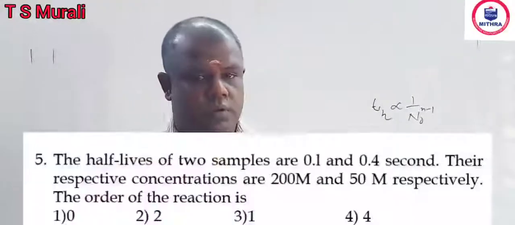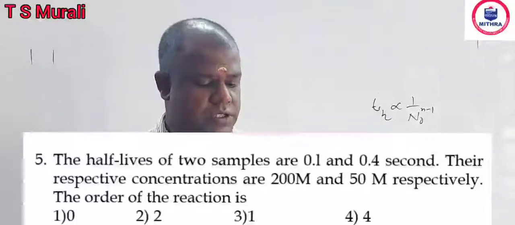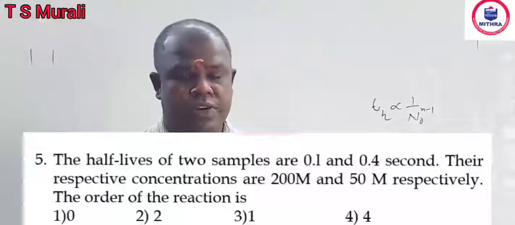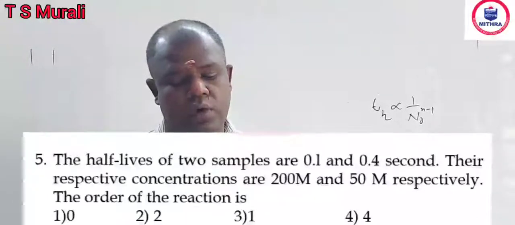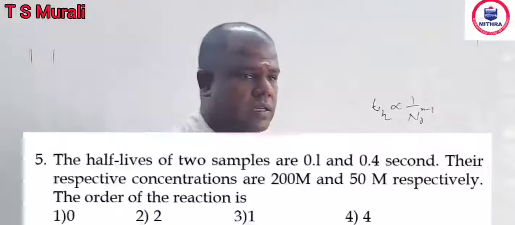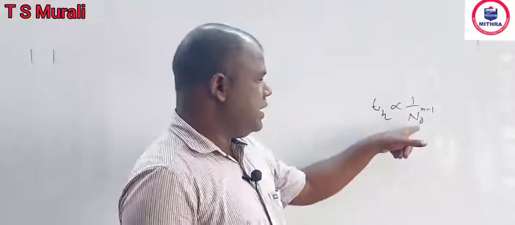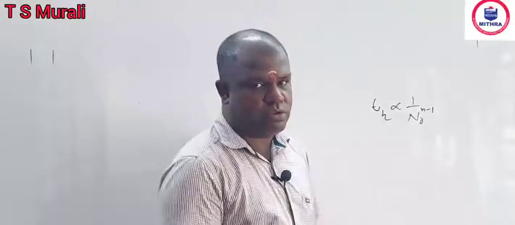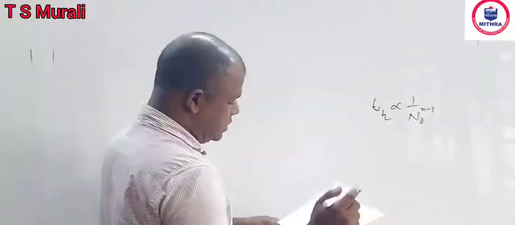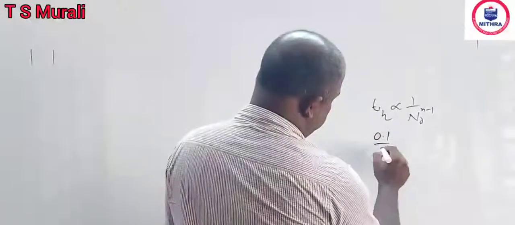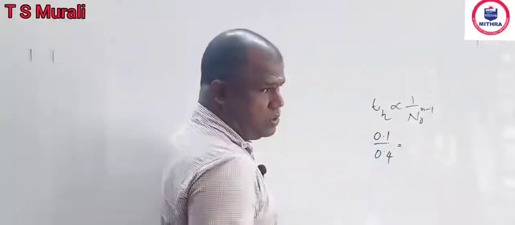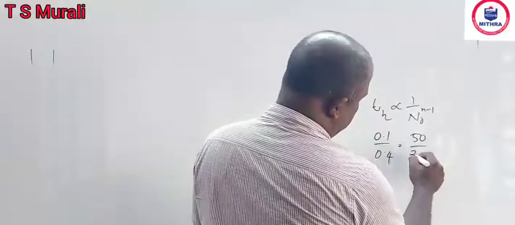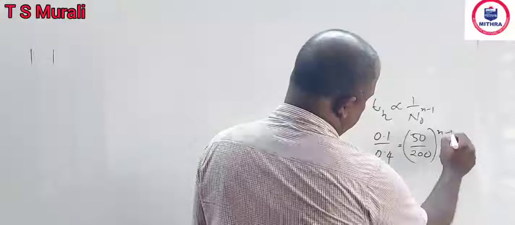Question number 5. The half-lives of two samples are 0.1 and 0.4 second, with respective concentrations 200 and 50 molar. What is the order? There is a relation: T half proportional to 1 by N0 raised to n minus 1, where small n is the order of the reaction that we have to find. I am just substituting the values. T half of 0.1 divided by 0.4. I am taking a ratio, equal to 1 by 200 divided by 1 by 50, means 50 above and 200 below, whole raised to n minus 1.